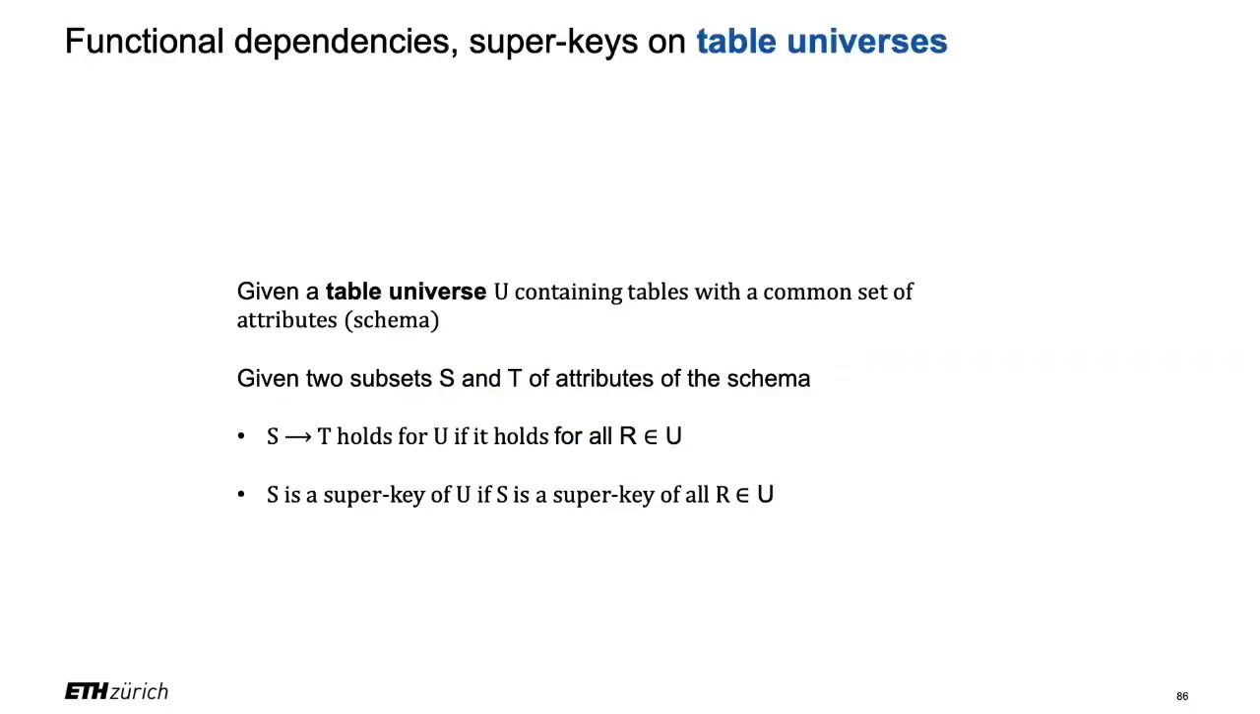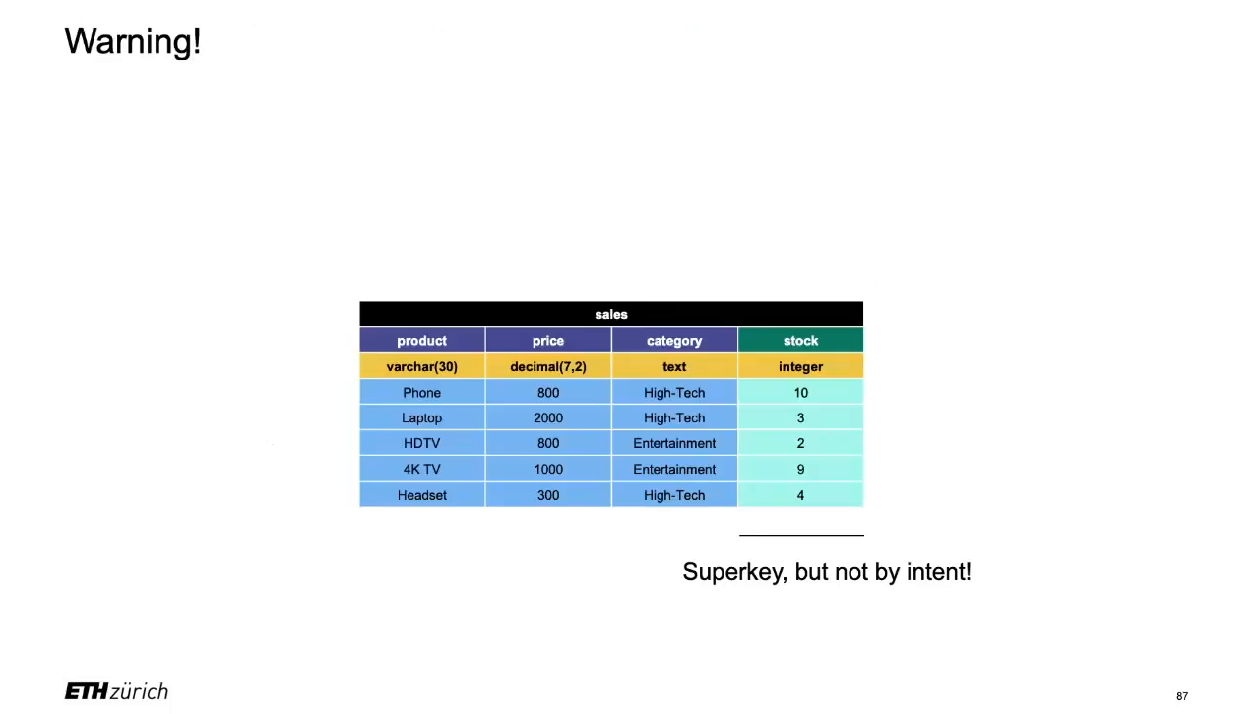Why am I telling you that? Because there is a bit of a tricky thing that sometimes can cause a bit of confusion, and I want to take a bit of time to explain that to you. Look at this table. I changed it a little bit. Is stock a superkey? In that very table here, yes, you can tell because the values are unique. 10, 3, 2, 9, 4. If I tell you the stock is 9 and I ask you for the product, you can tell me it's 4 KTV, right? So it's a superkey. Yes?